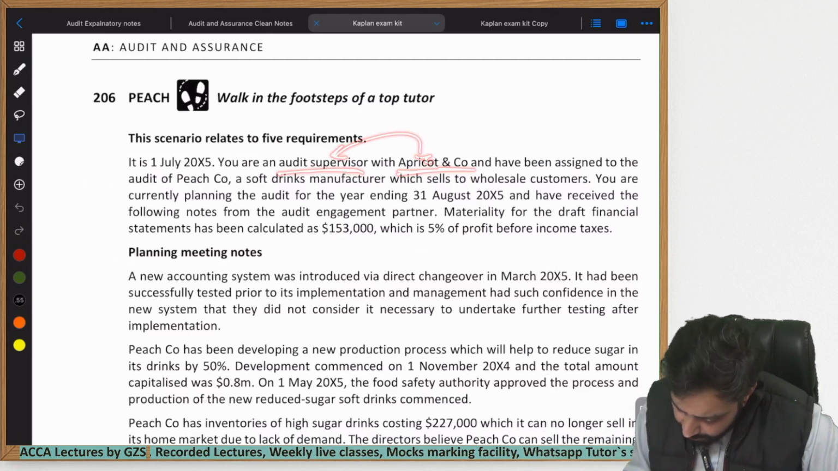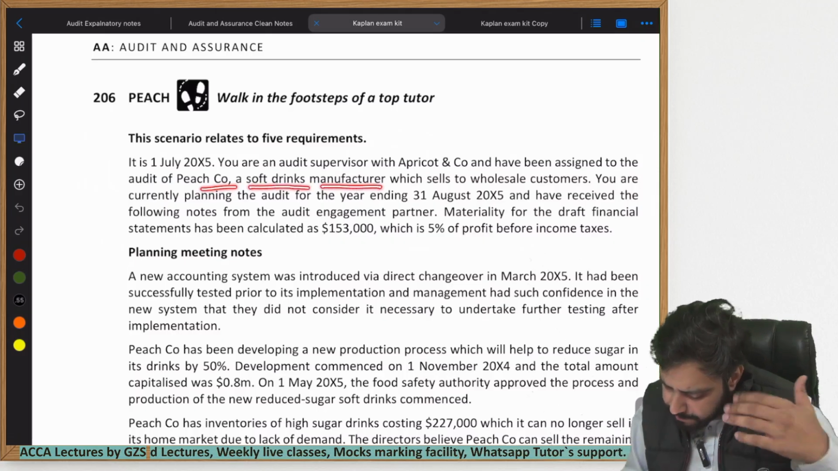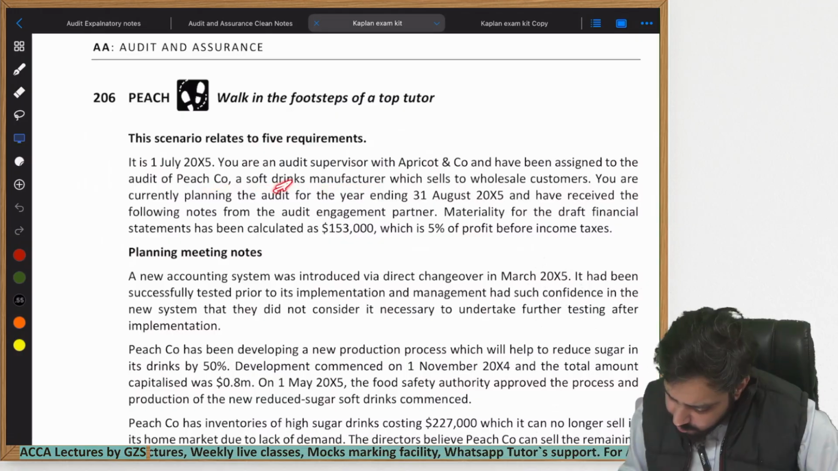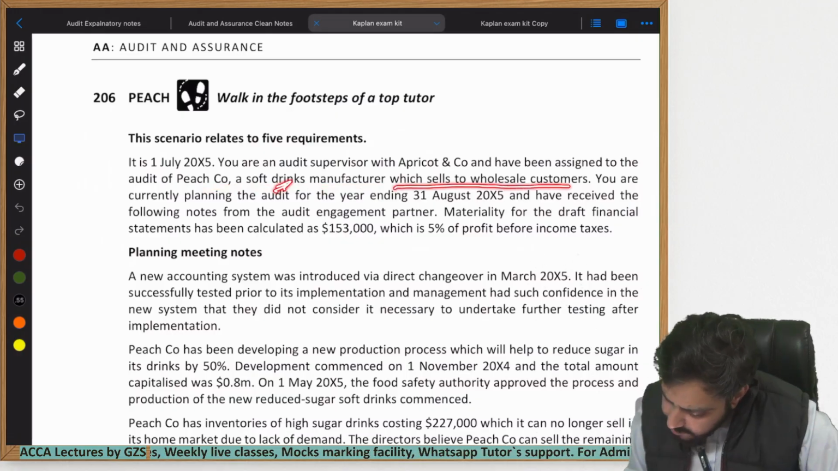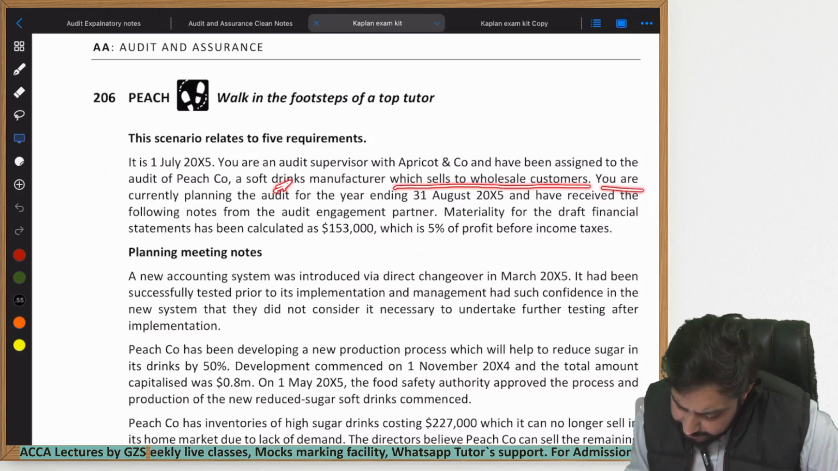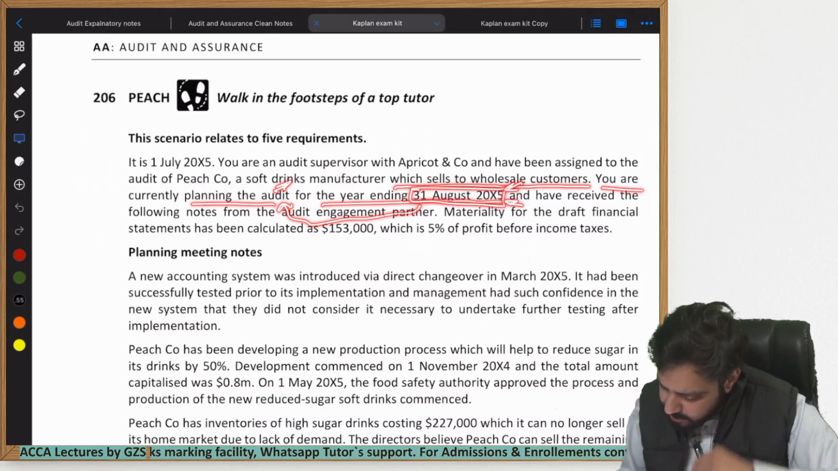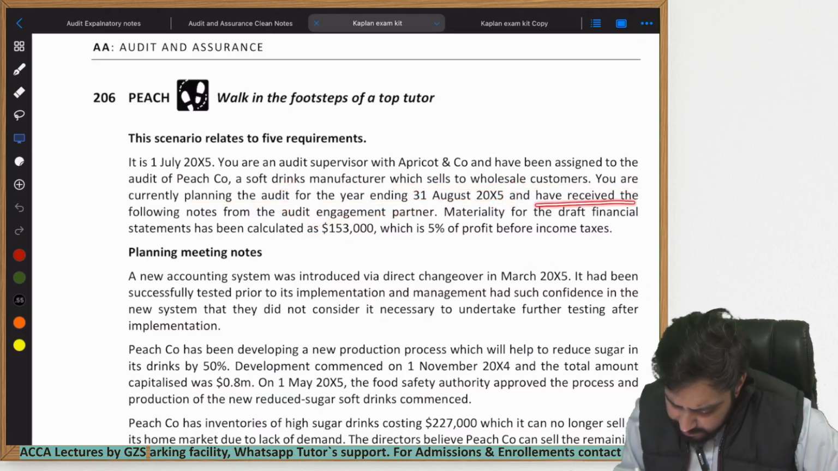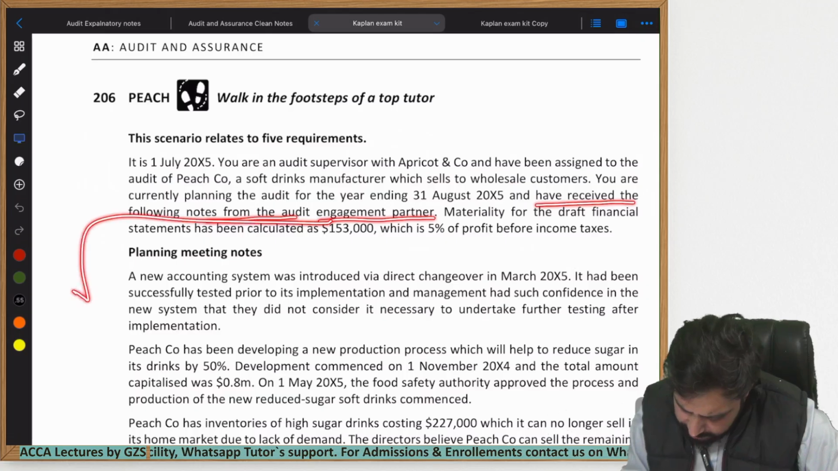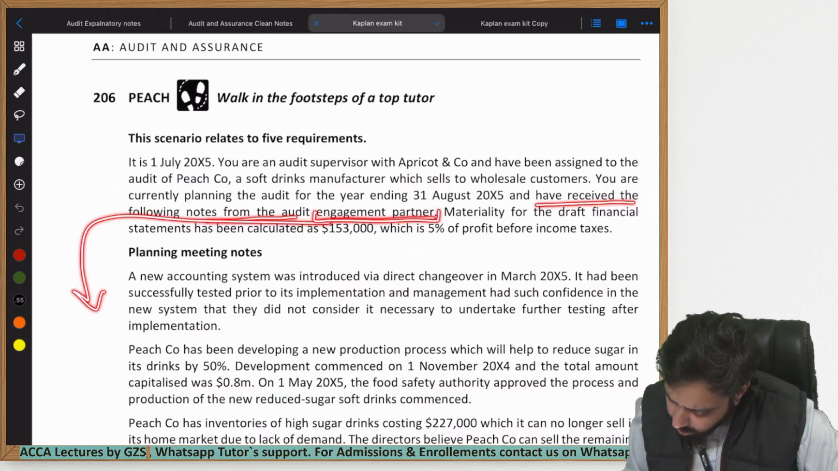Got it? Peach Corporation, what is their business? A soft drinks manufacturer, just like Pepsi, Coca-Cola. It manufactures and sells soft drinks, which it sells to wholesale customers. You are currently planning the audit for the year ending 31st of August 2015. So basically, this is the year end for which this company would have made their financial statements, and we will be auditing the financial statements for this year end. And you have received the following notes from the audit engagement partner. So basically all of the remaining things down have been shared with me by the audit engagement partner.